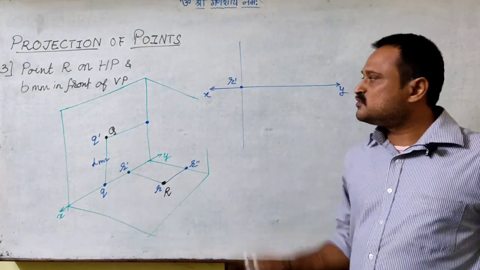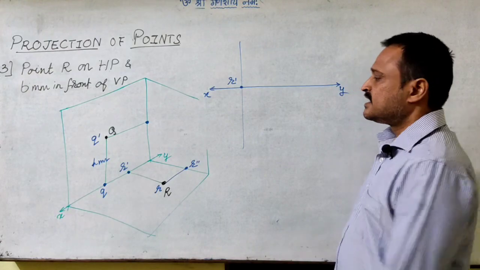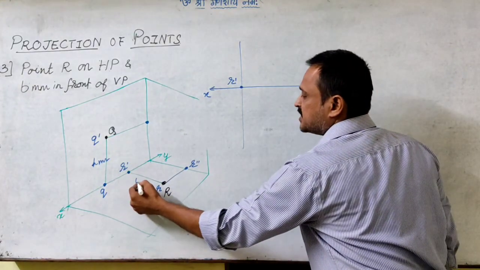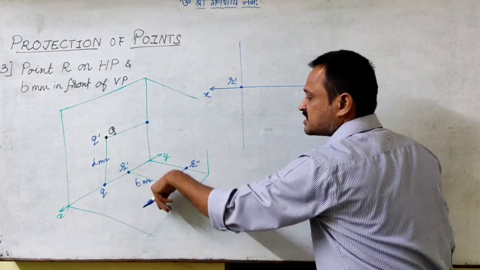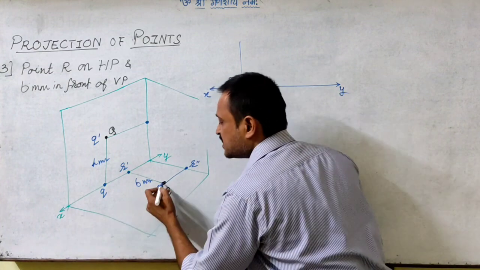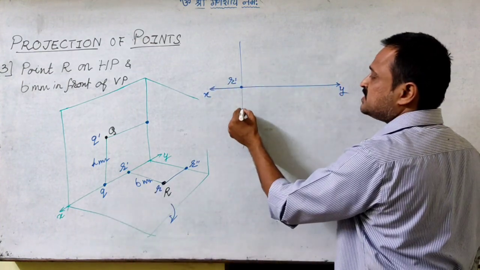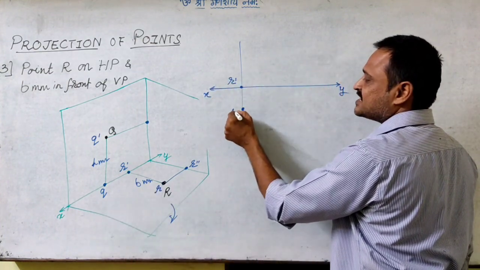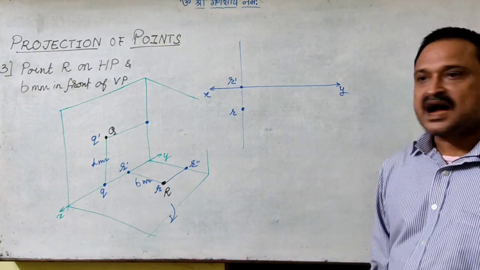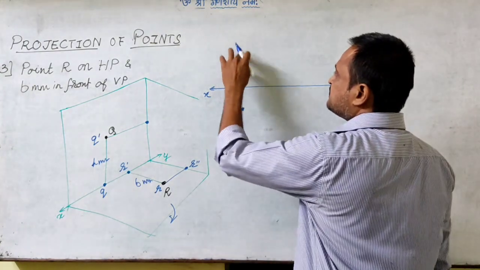dash as the front view. We'll get the front view on the XY line, and B millimeter in front. So B millimeter in the horizontal plane. So when we are rotating this B millimeter, so B millimeter in front, I get the top view image R of the point. What about the left hand side view?